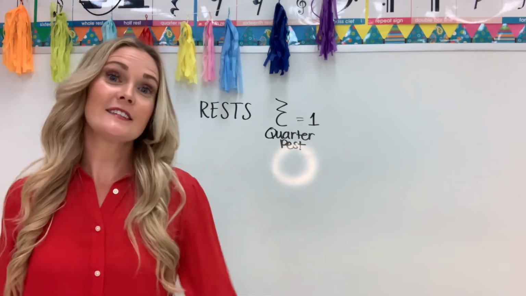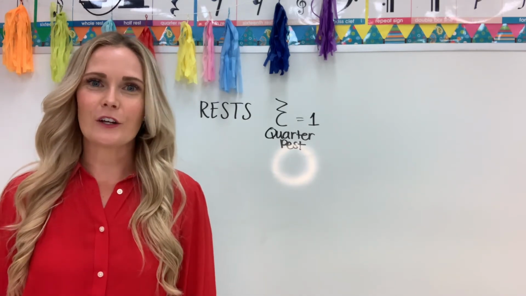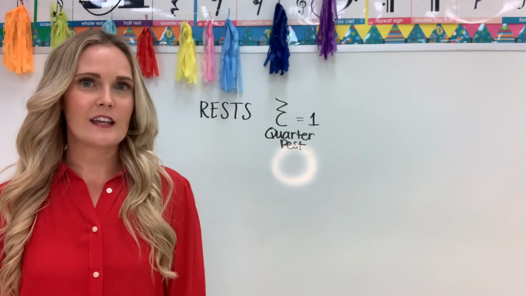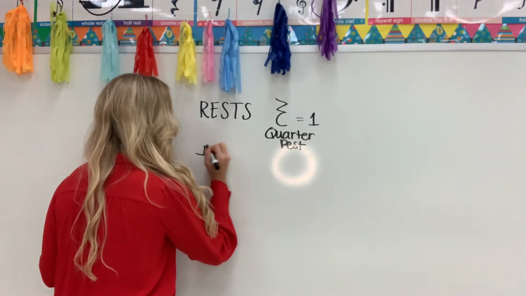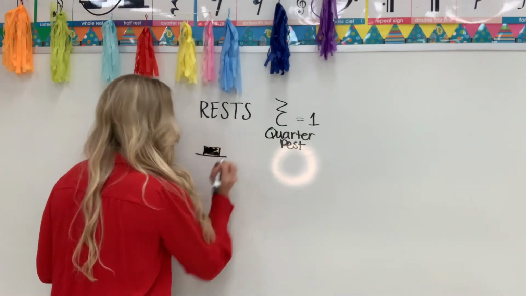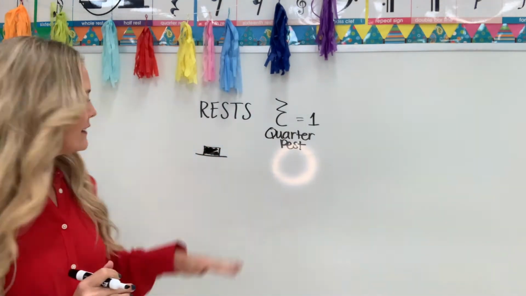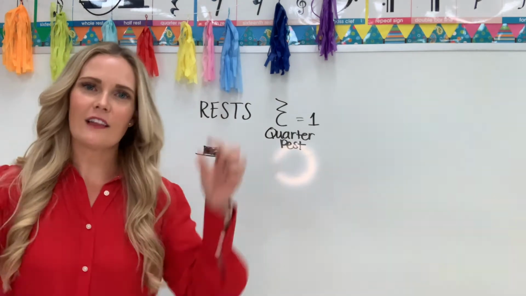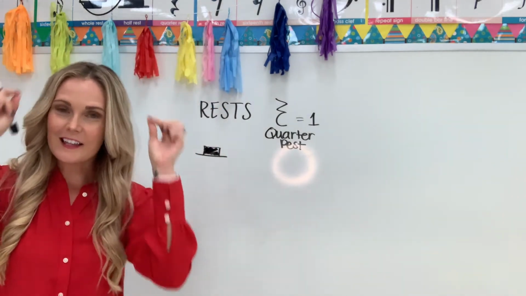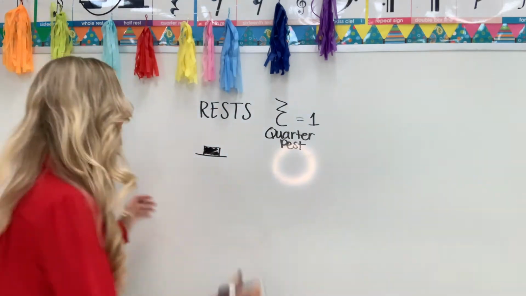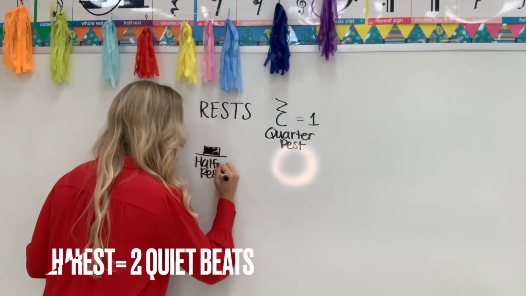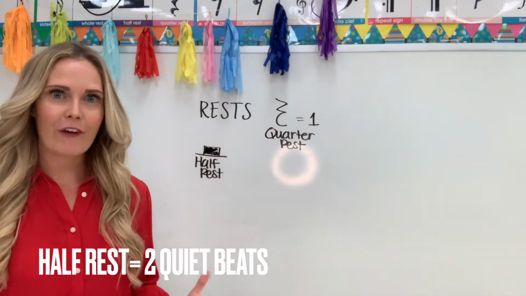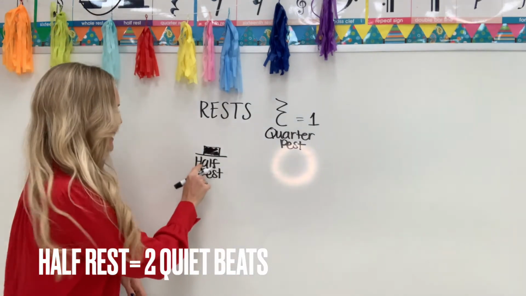But there is more than just that one. And we're going to now learn the other 2 kinds of rests. So here's another one right here. Now, as I draw it and you take a look at it, what does it look like to you? It looks like a hat, right? So this is the half rest. And you can remember half, hat, it both starts with H-A.